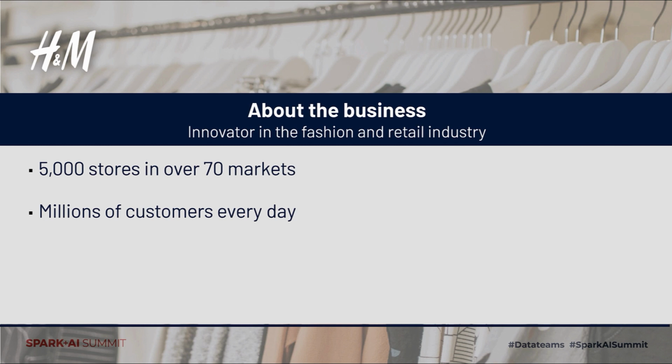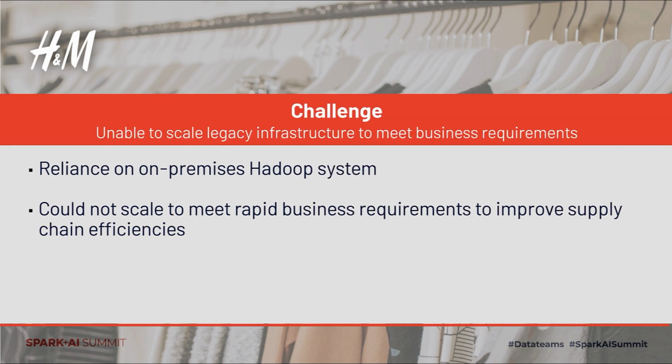H&M is a huge innovator in the fashion and retail industry. They rely on data as the core for everything they do, and they have stores opening up globally at a really rapid pace. H&M needed to improve their supply chain and forecasting operations to streamline their costs and also maximize their revenue. They were working with an on-premises Hadoop system, and that older system was really crippling their ability to ingest and analyze data being generated by millions of customers. And they needed that data to power their predictive machine learning models.